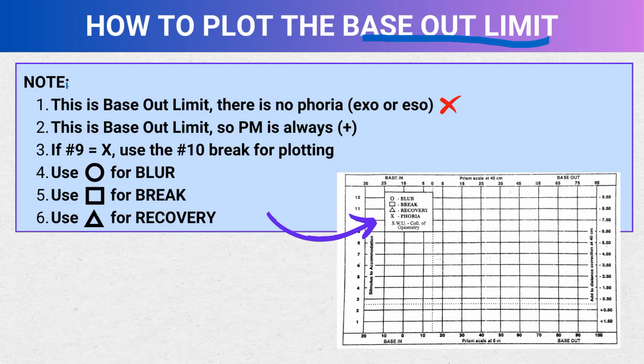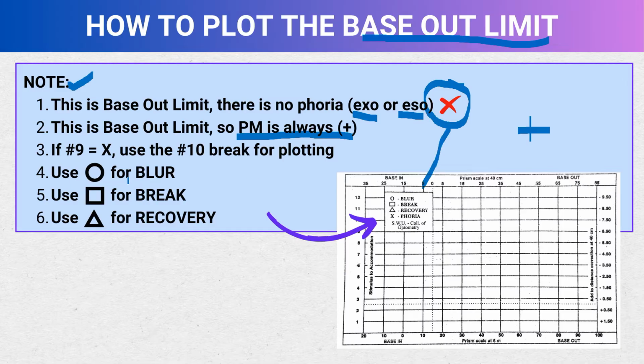We have here to take note, this is a base out limit, meaning there is no FORIA. Walay EXO, walay SO. Unya, wala say X nga legend. This is a base out limit, so PM is always naa siya'y plus. So naa siya'y plus permente. Ang ato, PM for the base out limit. And if number 9 is equals to X, meaning walay blur ang ato number 9, then you can use the number 10 break for plotting.